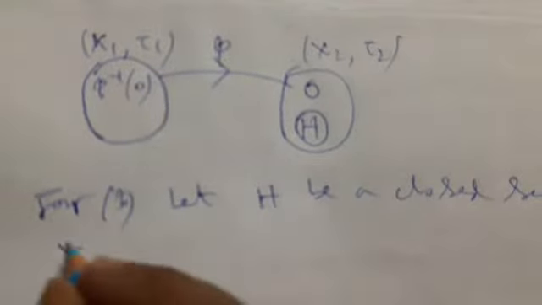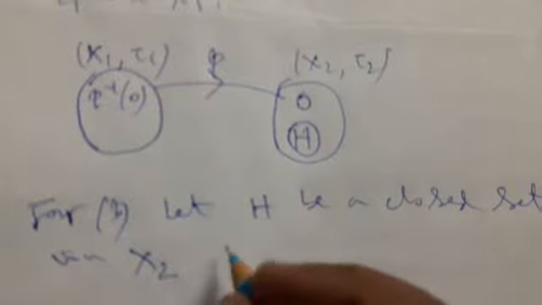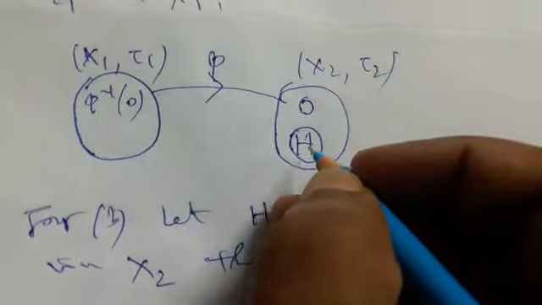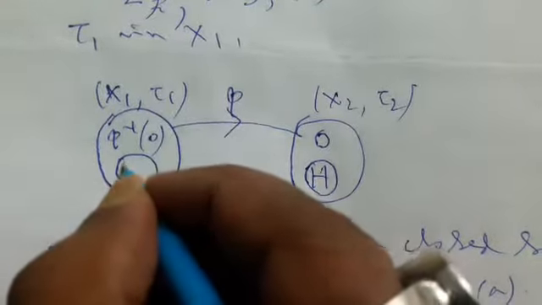And for the B case, let H be a closed set in X2, then by using first condition A, what happens there? If H is closed in X2, then X2 minus H is an open set in X2, so phi inverse of X2 minus H is open in X1.